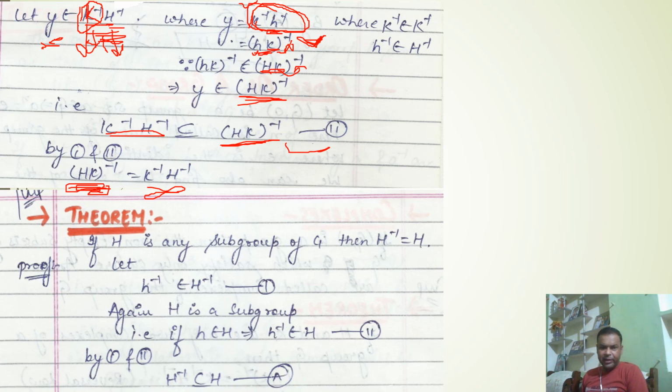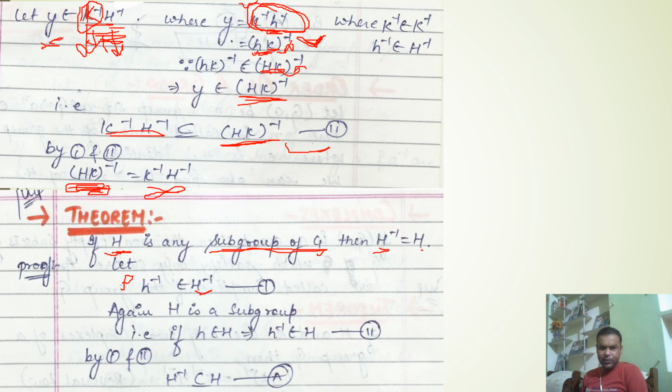Now we will take one more theorem. Here it is stated that if H is any subgroup of G, it means H satisfies all four properties which are satisfied by G, then H inverse will be equal to H. It means this H inverse and H both will be equal. So now we will prove it in the same manner. Now let us suppose we have the element h inverse which belongs to H inverse.